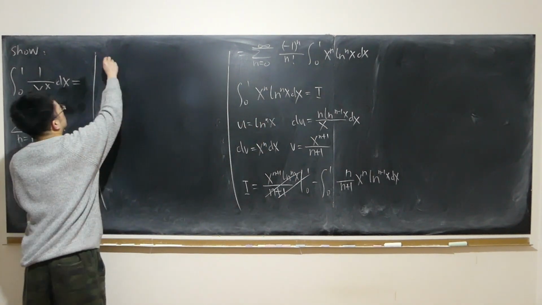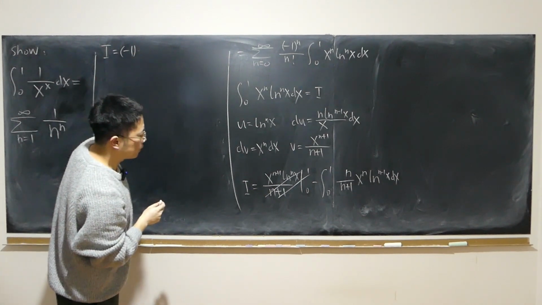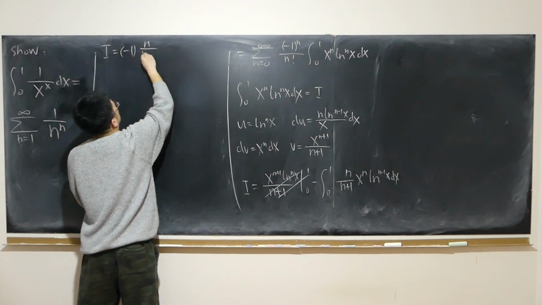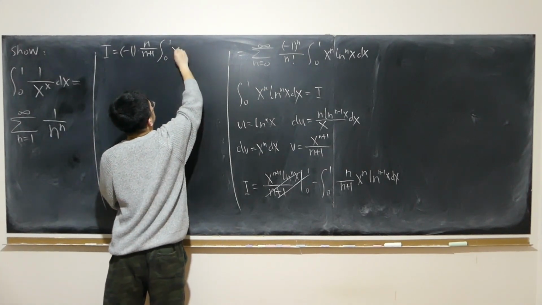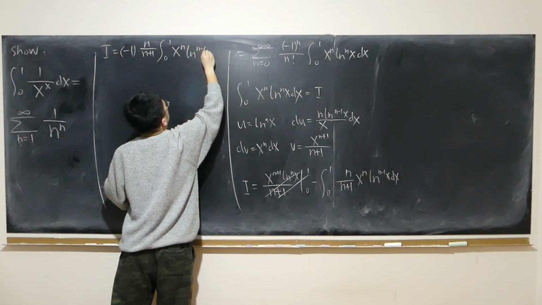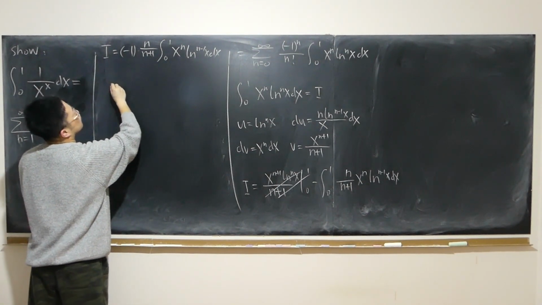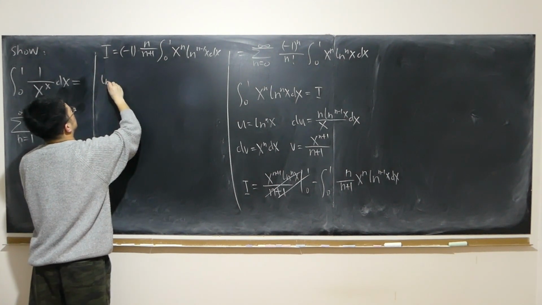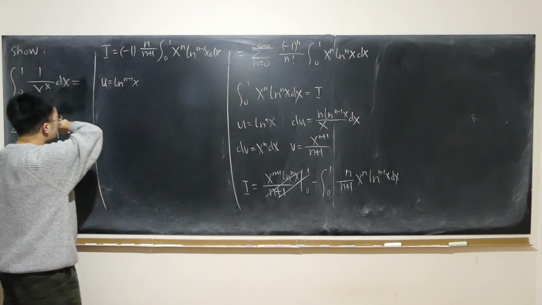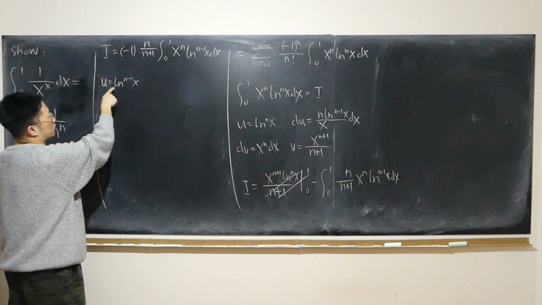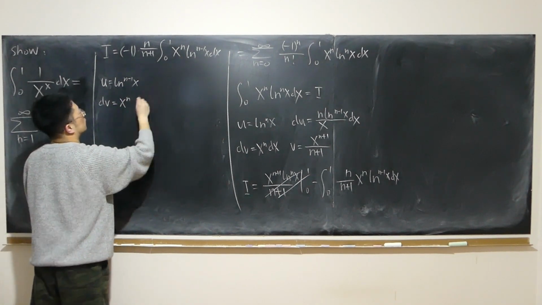First, this integral. Negative 1 times, I'm just going to take out the constant, n over n plus 1, integral from 0 to 1 of x to the n times log to the n minus 1 of x dx. Likewise, I'm going to choose log to the n minus 1 x as u, because it's easy to find its derivative compared with its antiderivative. That's why. So dv is x to the n dx.